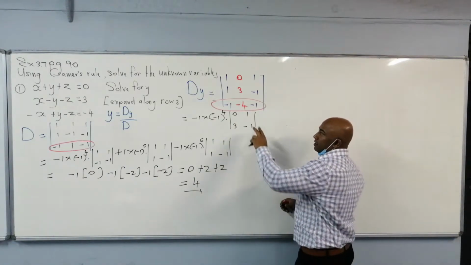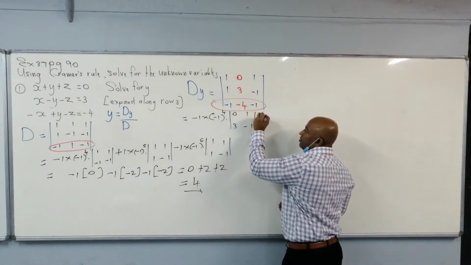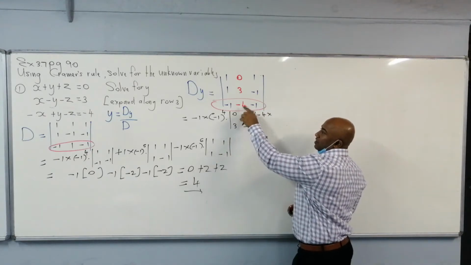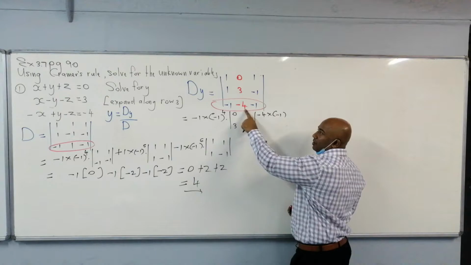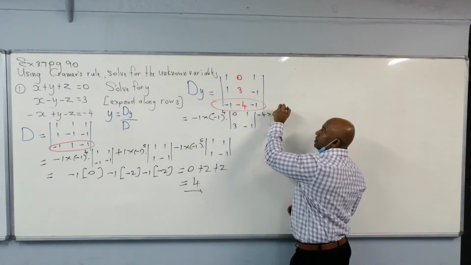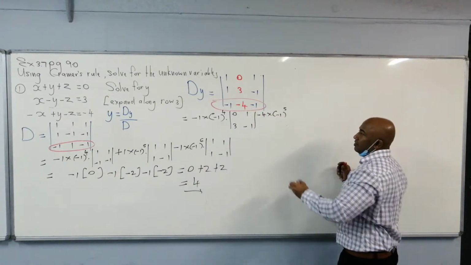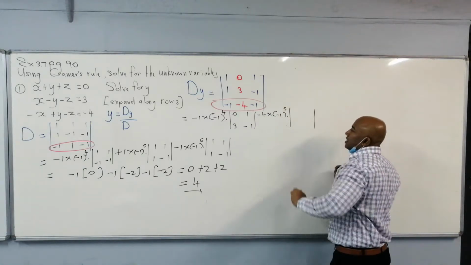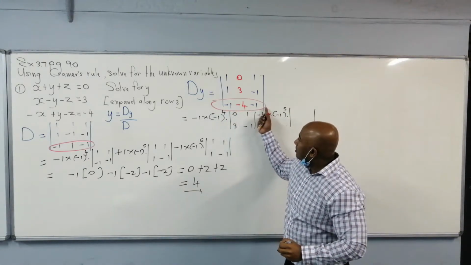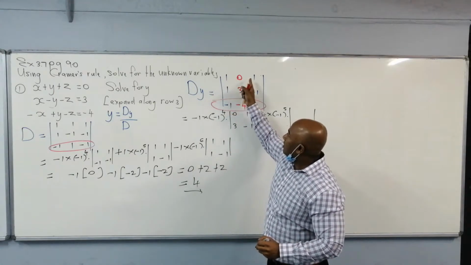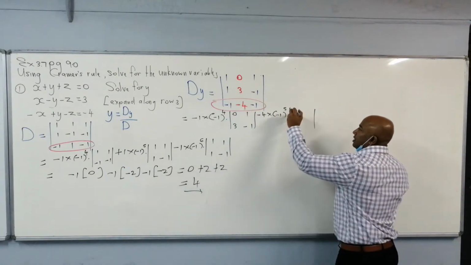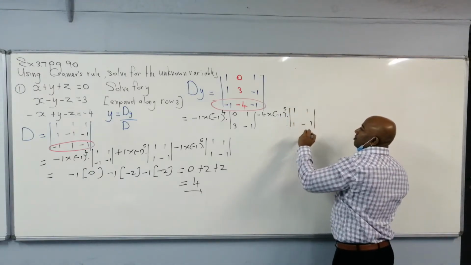What's the next number here? Negative 4. So we're going minus 4 times the cofactor of this minus 4. So that's minus 1 to the power row plus column. Row 3, column 2, 3 plus 2 is 5. So now block the row, block the column. So we are left with 1, 1, 1, minus 1. So that's 1, 1, 1, minus 1.